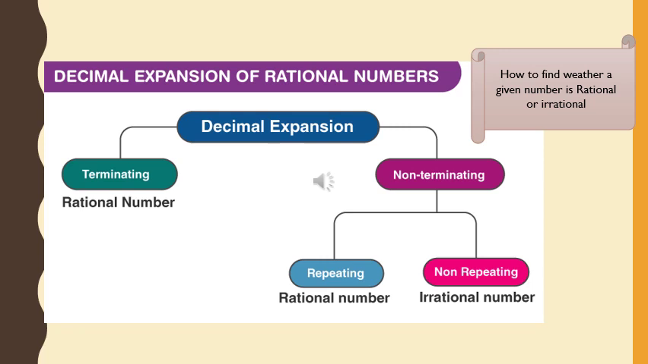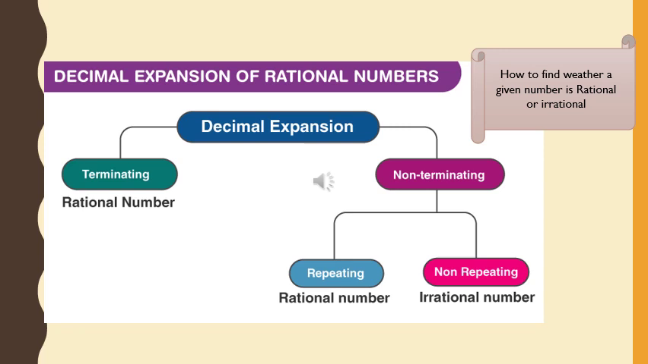One is terminating. Terminating means the decimal process stops, the remainder is 0. Or non-terminating repeating, which means the decimal process will not stop, but a particular number or a set of numbers will repeat. And the next one is non-terminating, non-repeating. That means neither will the division process stop nor will it repeat. So the first two kinds, terminating and non-terminating repeating, are rational numbers, whereas non-terminating, non-repeating are irrational numbers.